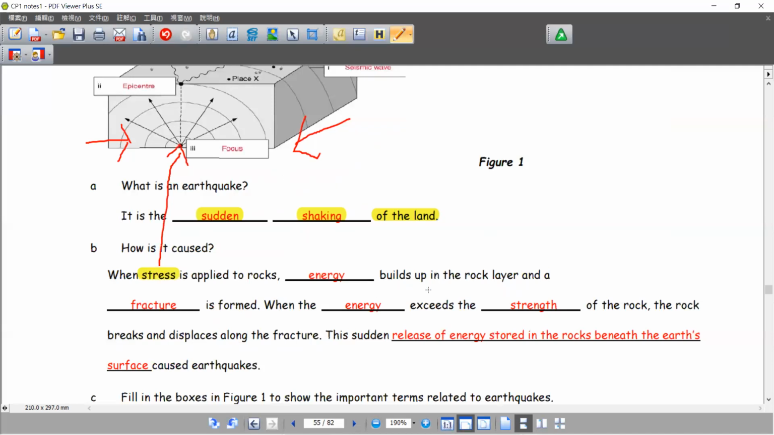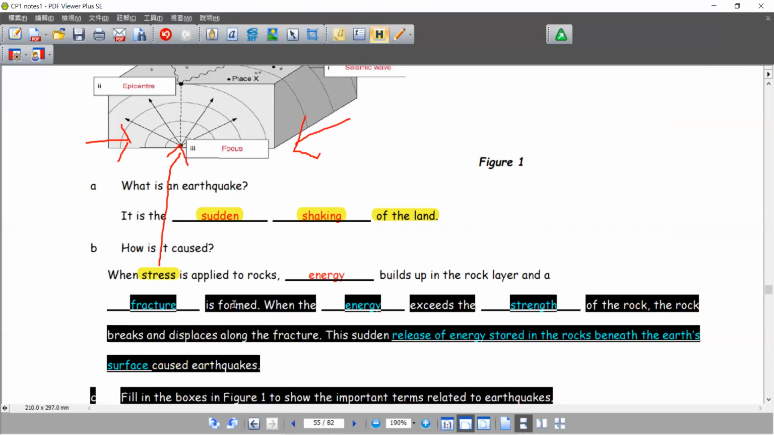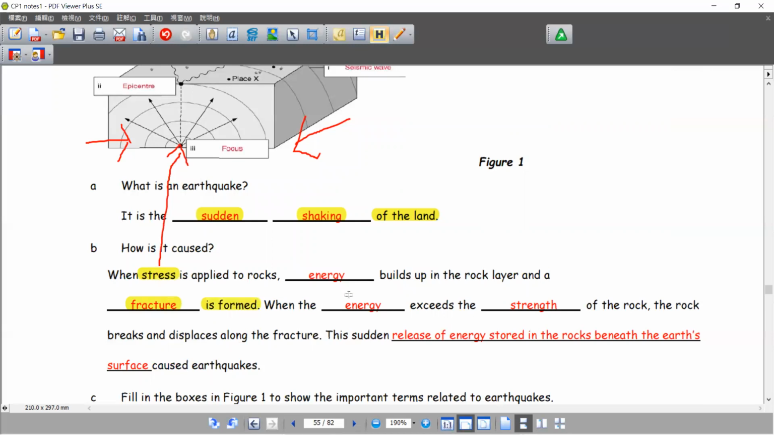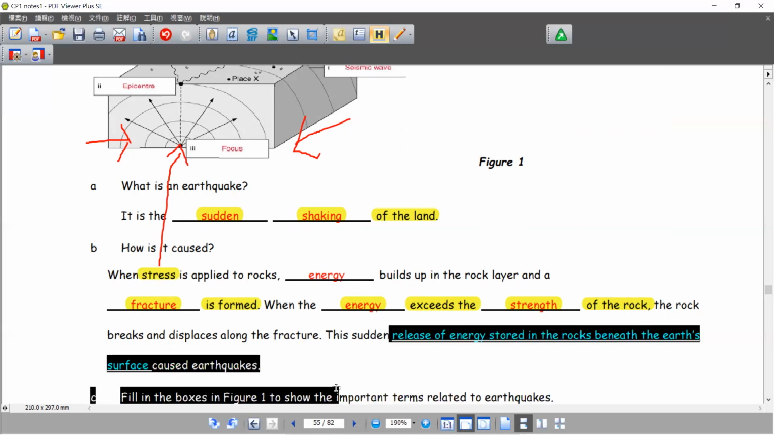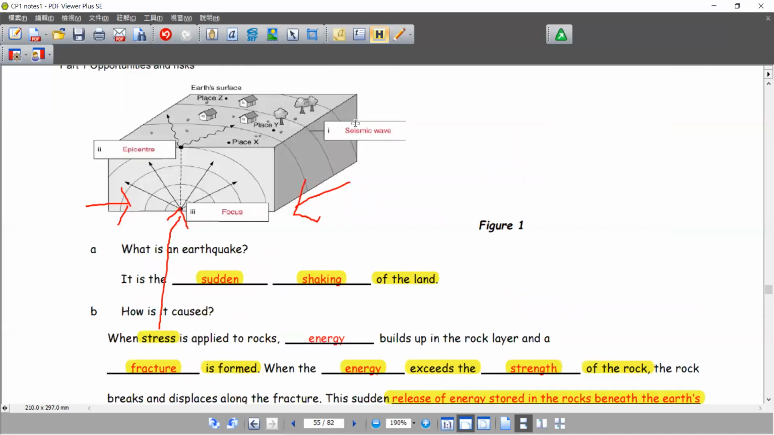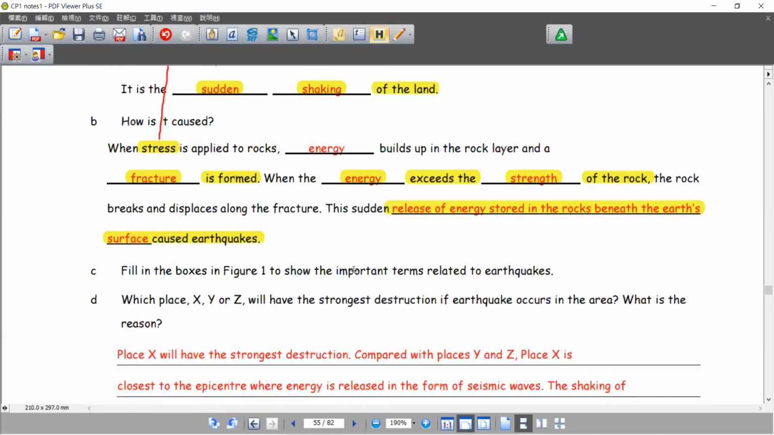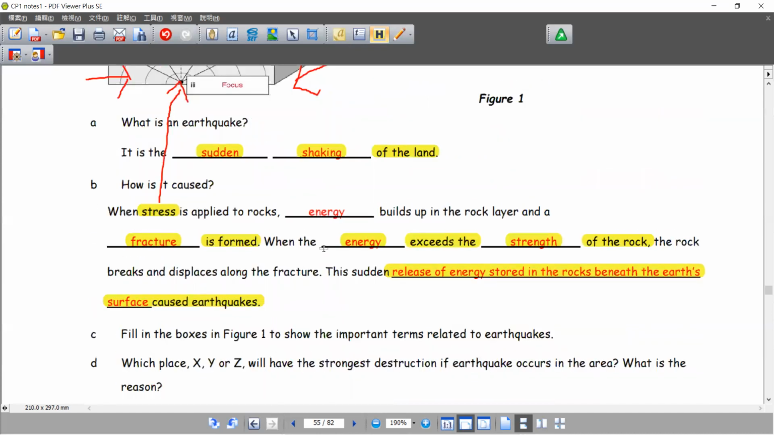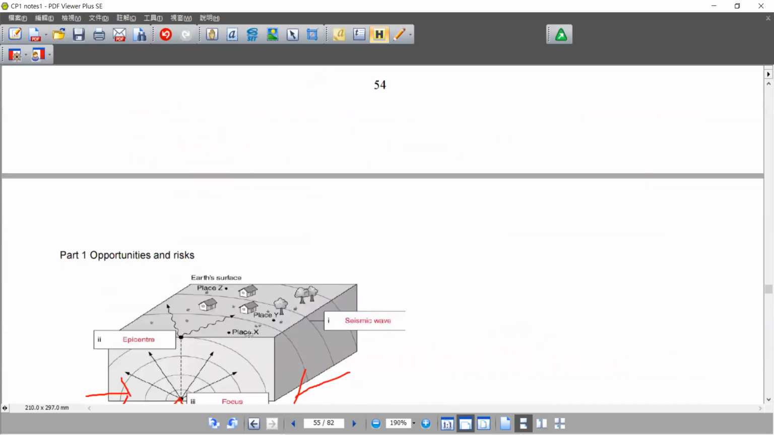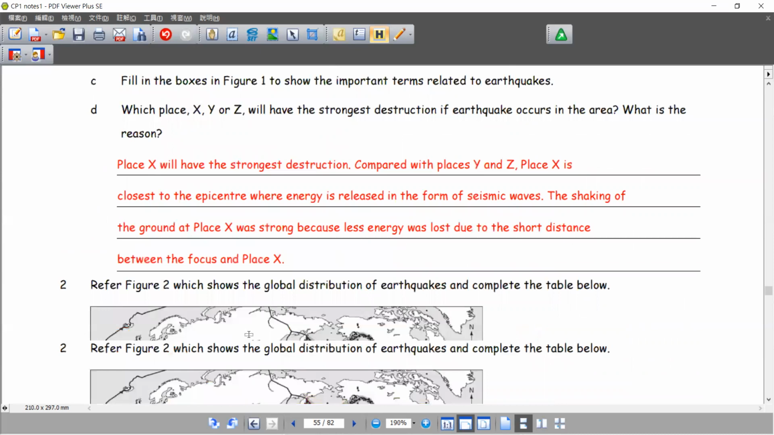Then energy will build up in the rock layer until it really cannot stand it, until it exceeds the limit or strength of the rock. The fracture will be formed, and once the energy exceeds the strength of the rock, the rock will break down along the fractures. The release of energy stored in the rock beneath the Earth's surface causes an earthquake, and seismic waves will be released. Accordingly, there is definitely higher destruction closer to the epicenter or the focus.